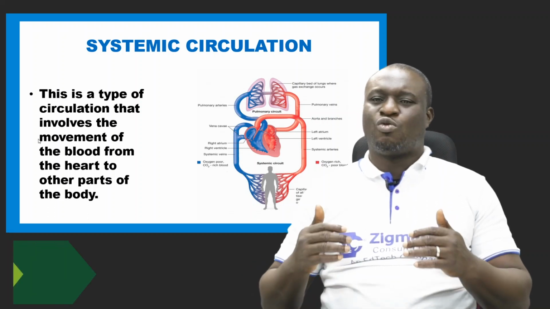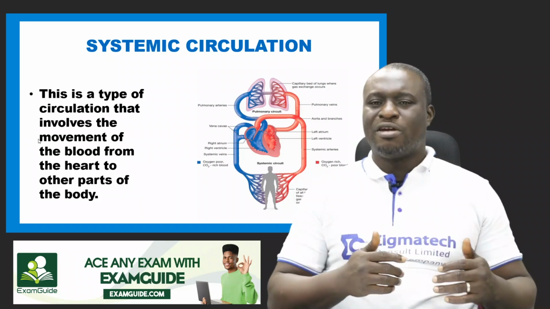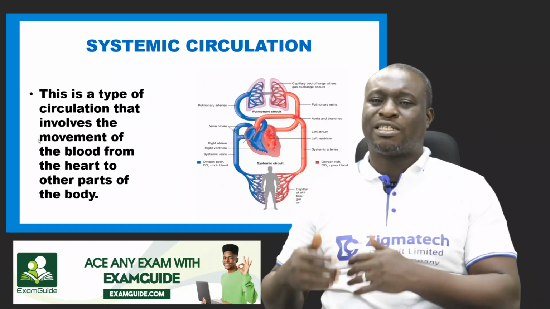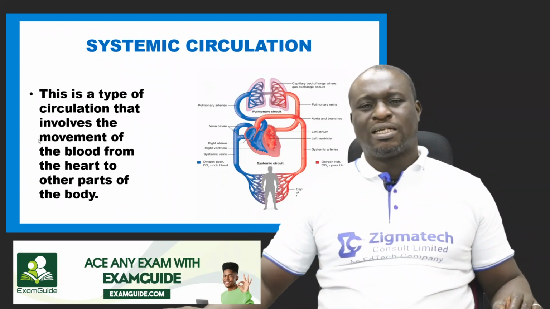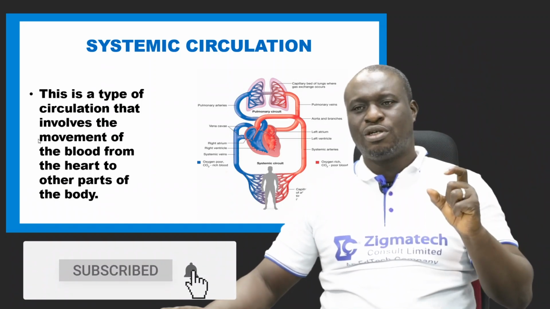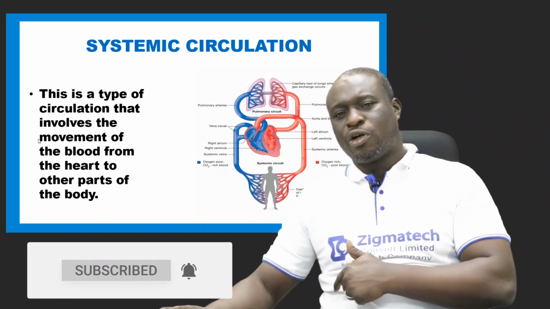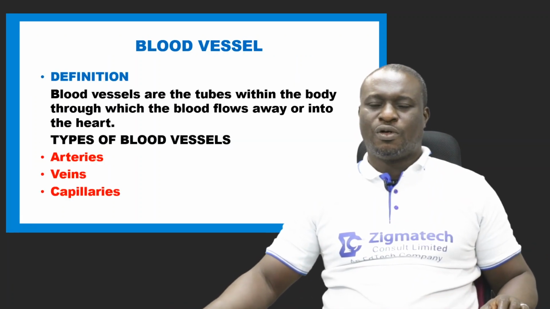So that is what we call systemic circulation. Blood moving from the heart to other parts of the body and from the other parts of the body back to the heart. So blood passes from the heart to the lungs, pulmonary circulation, from the heart to the other parts of the body, that is systemic circulation, okay?